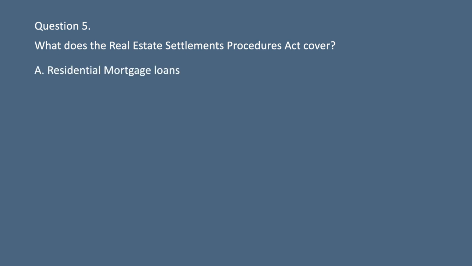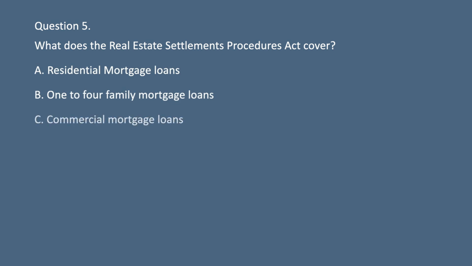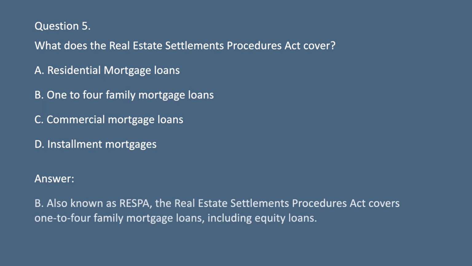Question 5. What does the Real Estate Settlements Procedures Act cover? A. Residential mortgage loans. B. 1 to 4 family mortgage loans. C. Commercial mortgage loans. D. Installment mortgages. Answer. B. Also known as RESPA, the Real Estate Settlements Procedures Act covers 1 to 4 family mortgage loans, including equity loans.